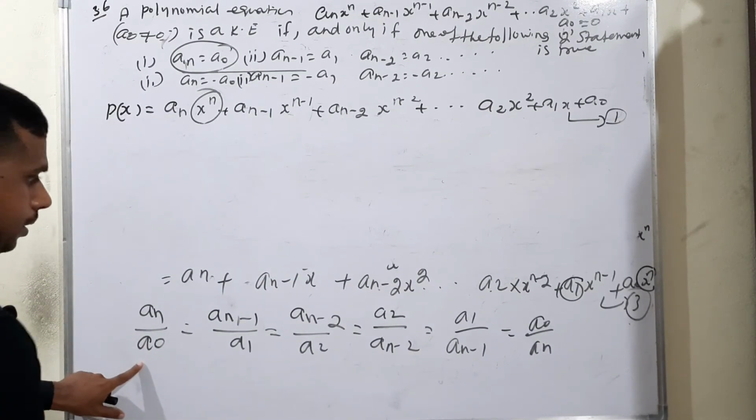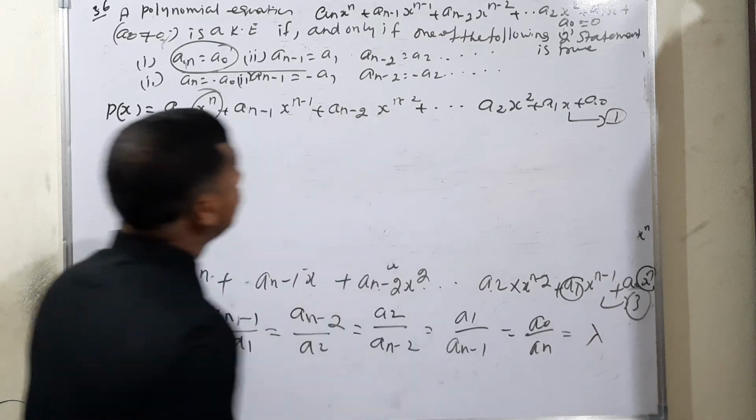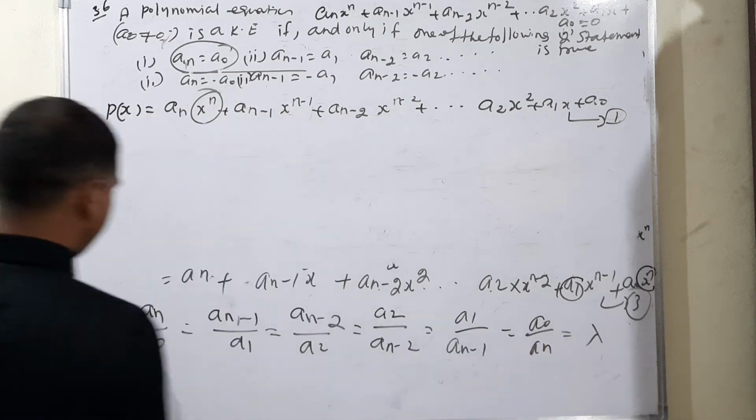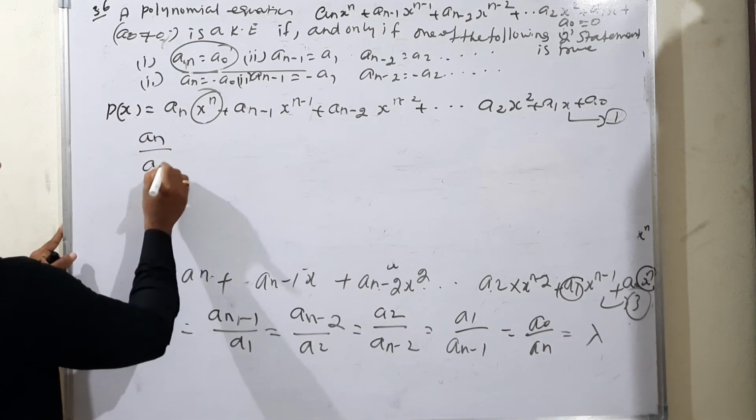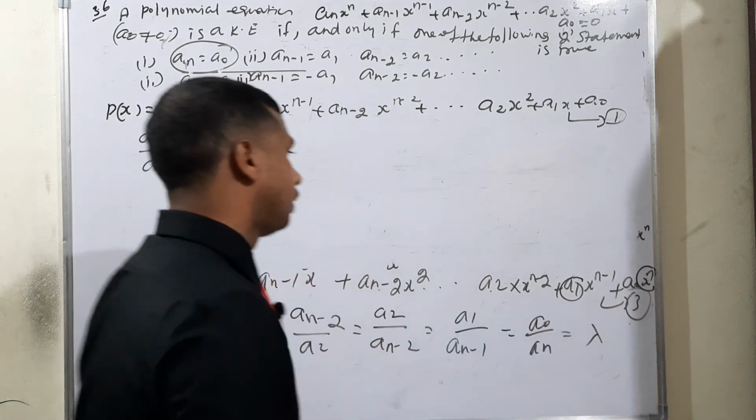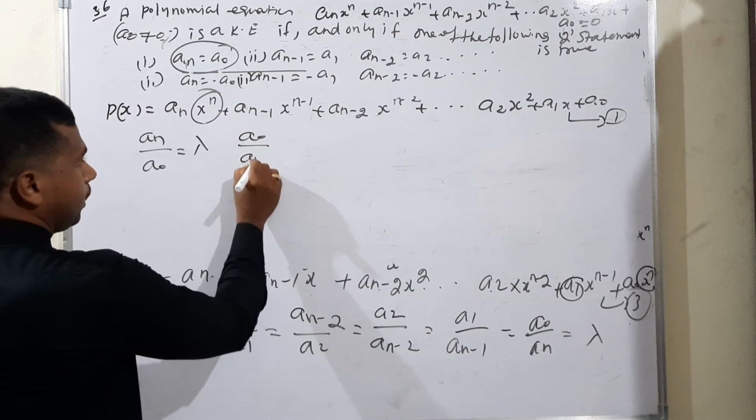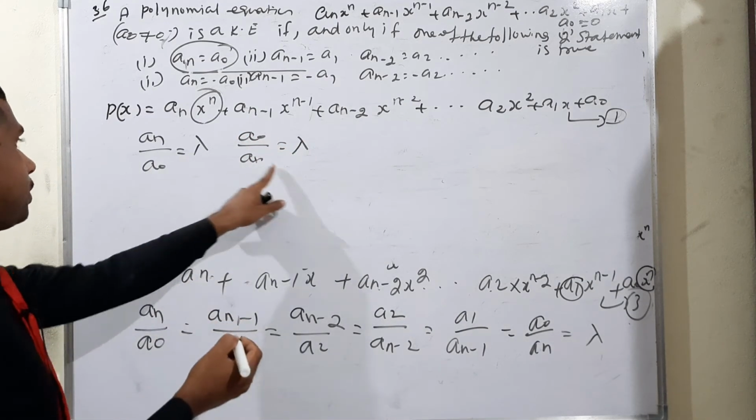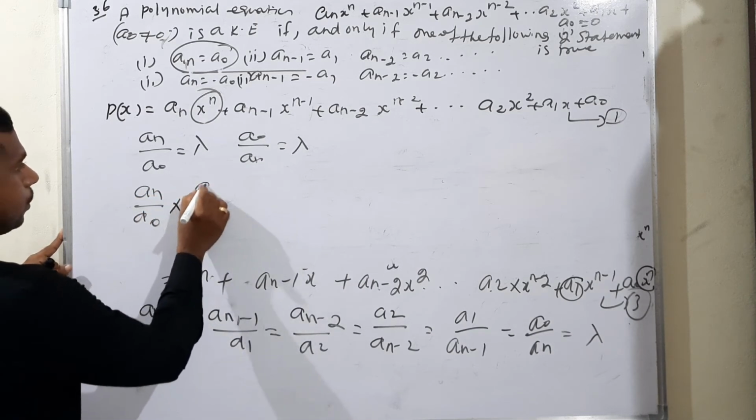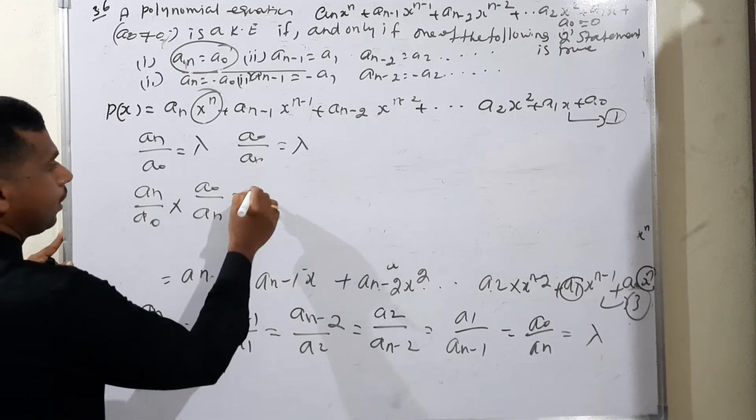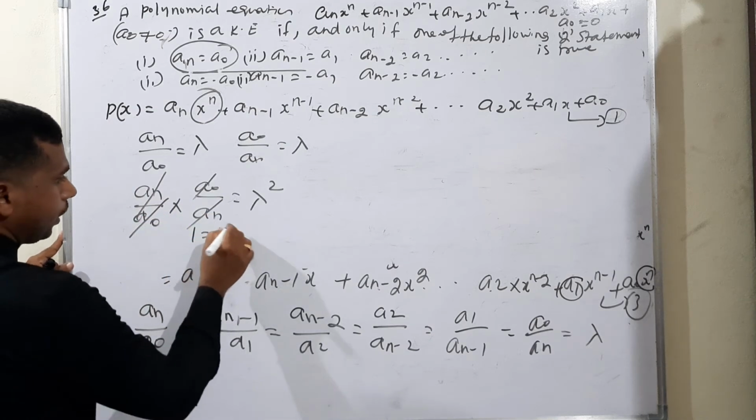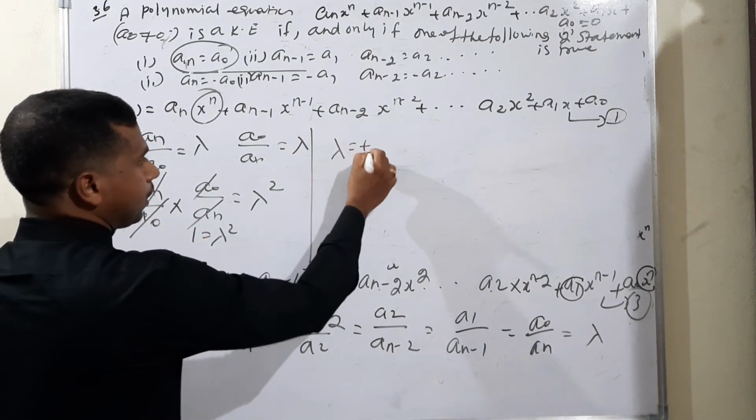So, just to compare it, this whole term is considered. It will be equal now according to statement number 1, an is equal to a naught, each and every time will be equal. We consider lambda, means what will happen? So, an by a naught is equal to lambda means reciprocal also. The condition according to equation number 3 also we can write now: a naught by an is also equal to lambda. So, just to multiply each and every time, an by a naught into a naught by an is equal to lambda square. A naught cancels, an cancels, means 1 is equal to lambda square, means definitely lambda is equal to plus or minus 1.